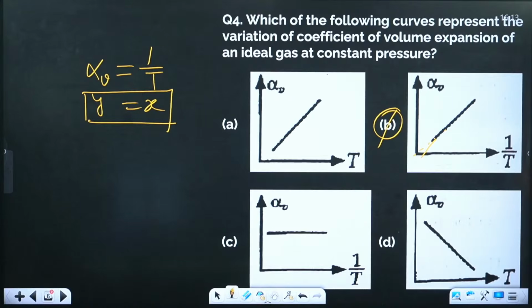Let's see how many of you have answered it correctly. Okay, 50-50.